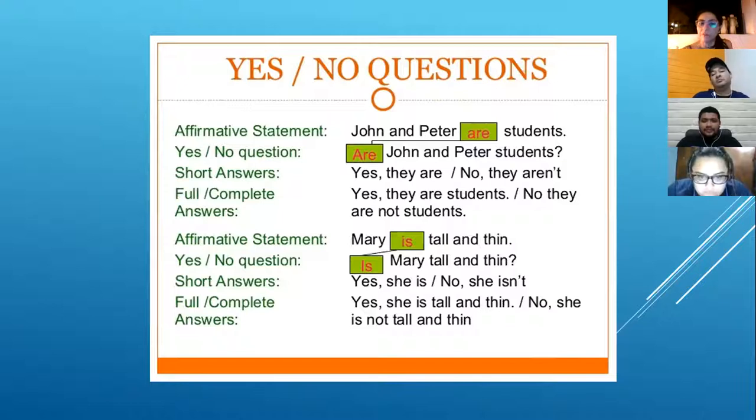All right, very good. So, ahí tenemos en resumido lo que es el tema, ¿verdad? We have affirmative statement, we have the question, yes or no. Acuérdense que le llamamos yes or no porque su respuesta es yes o es no. All right? And then you have the short answer in affirmative or in negative, and then you have the complete answer or the long answer in affirmative and in negative.